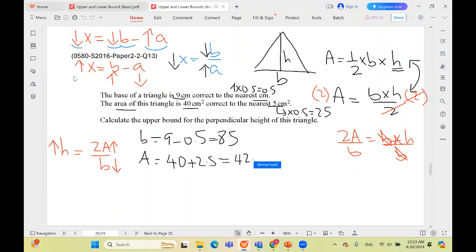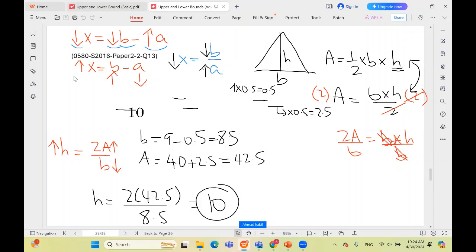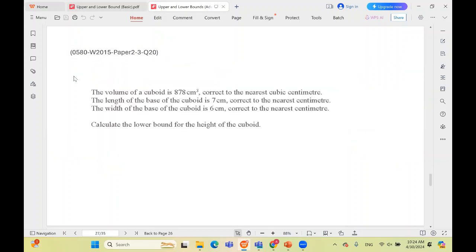So 42.5. Now that we have a and b, you can plug into the equation. H equals 2 times 42.5 divided by 8.5. And the final answer is 10. 10 is the correct answer here.